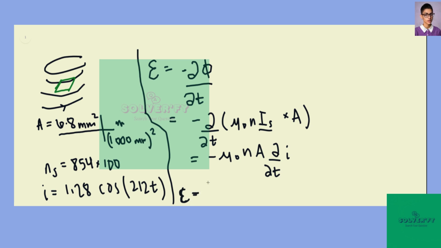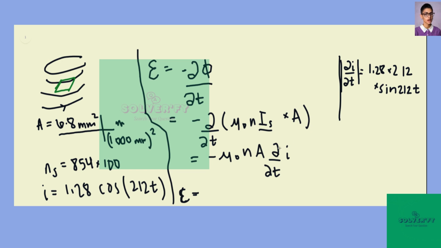So let's evaluate that on the side. So dI/dt is going to be 1.28 magnitude, 1.28 times 212 times the sine of 212t. Yes, I used magnitude, so I didn't have to write the negative sign. Very clever, huh?